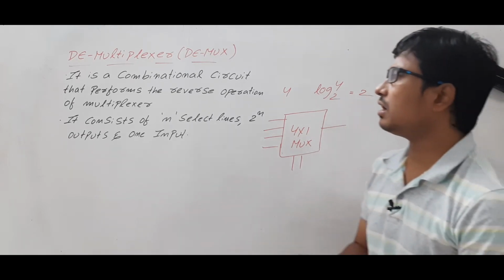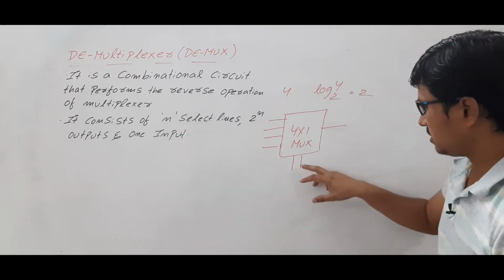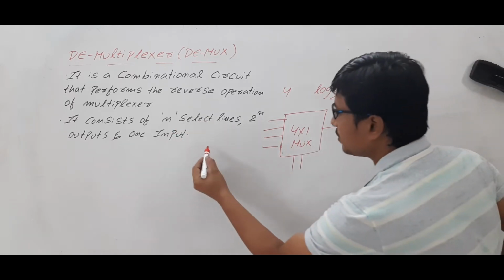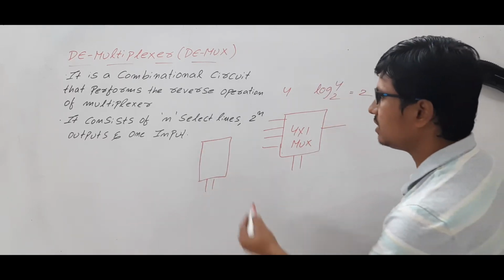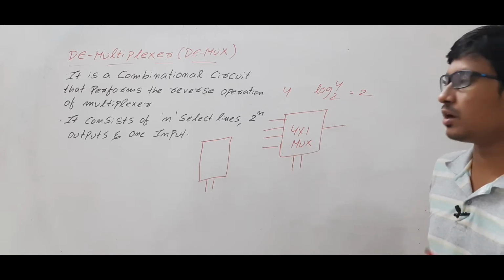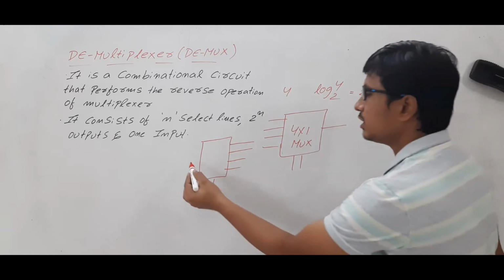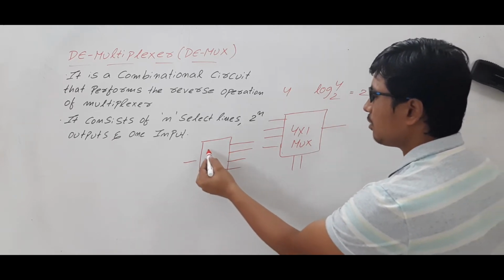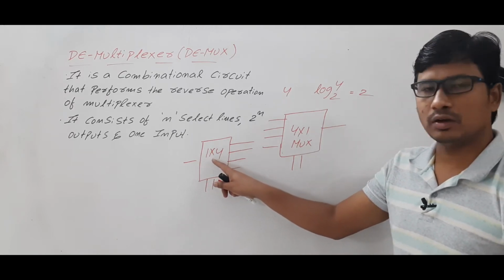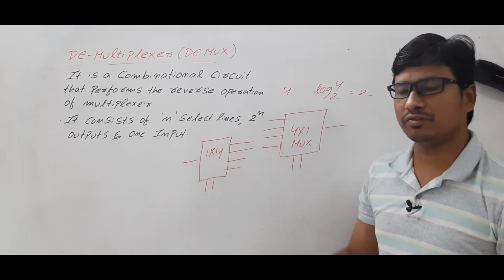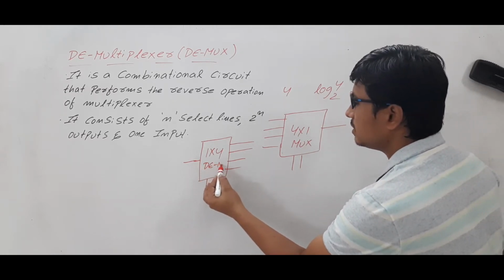Now if you take the demultiplexer, it consists of n select lines. These are the select lines. If you have n select lines, let's take that I have 2 select lines, then there are 2 power n outputs. That means you will have 4 outputs and 1 input. Now can you tell me how I can write it? 1 by 4. Always we write it as input cross output. Now 1 is the number of inputs and 4 is the number of outputs. This is a demux. Am I right or wrong?